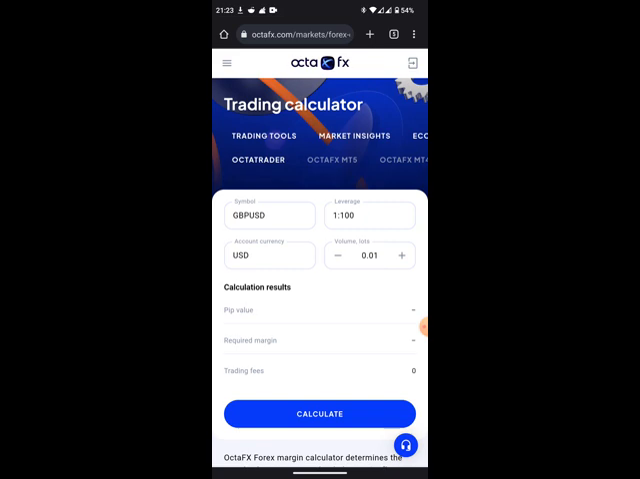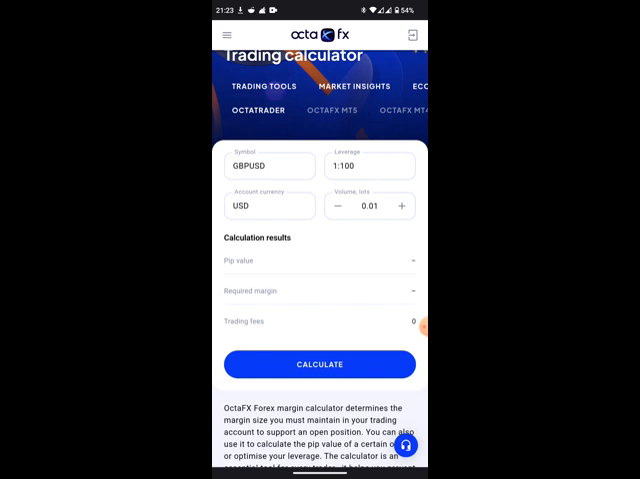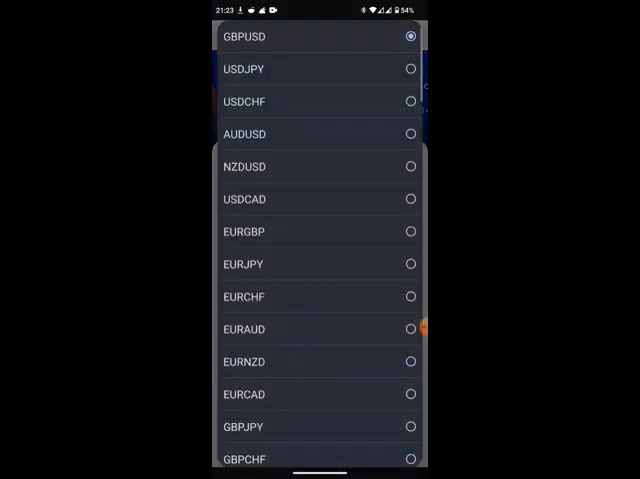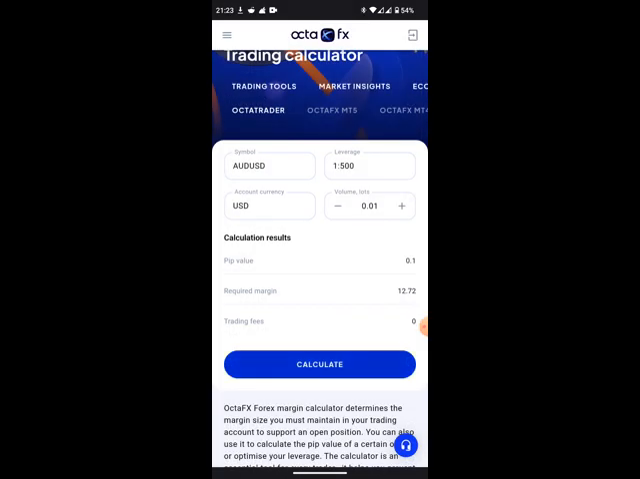Okay, so now all you have to do is click on your calculate. When you hit your calculator, you see that for pip value they're going to be charging you in cents. Your required margin is going to be 12.72, right? That's 12.7. So definitely if I open a position with this leverage with this particular currency pair, it is going to be 12.7, and this varies for different currencies.